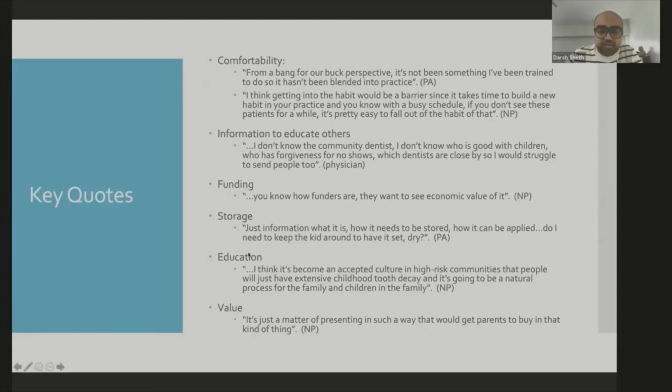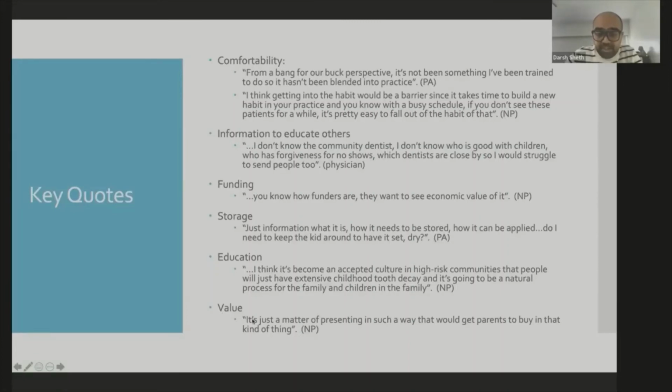And again, in terms of storage, where would it be stored? How can it be applied? Do they have to keep the kit around to have it set and dry? Was one thing identified by a physician assistant. So again, the education aspect to the provider, as well as figuring out how we can go about storing these tools that are needed for a caries risk assessment tool.